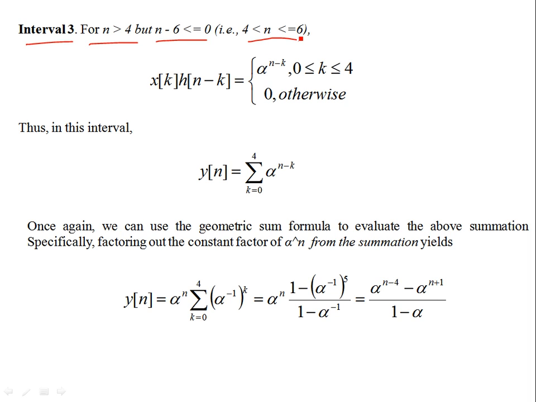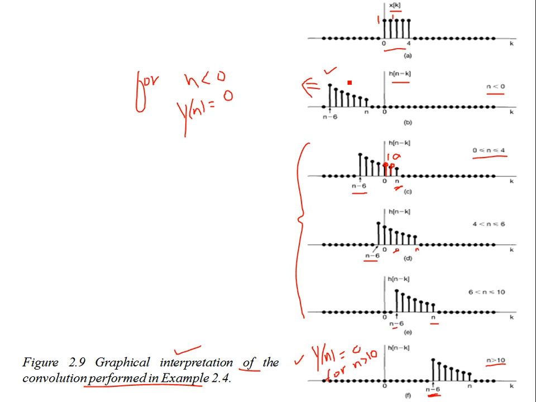Okay, so that means again your x of k h of n minus k is again alpha to the n minus k, and it has to vary from 0 to 4 because 0 to 4 is the overlapping range for xk. For this range, for n between 4 and 6, you have to start with 0. That is from where the overlapping starts. And whatever is the maximum value, it has to be between 0 and 4. It doesn't matter if one sample goes out, you don't need to consider that.